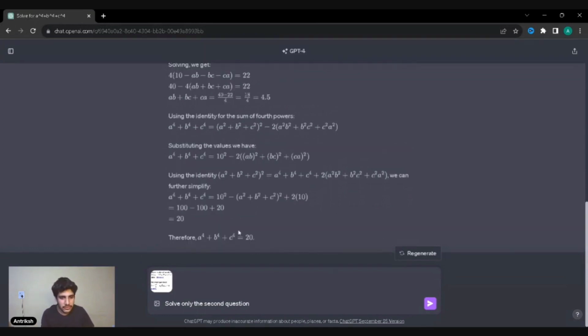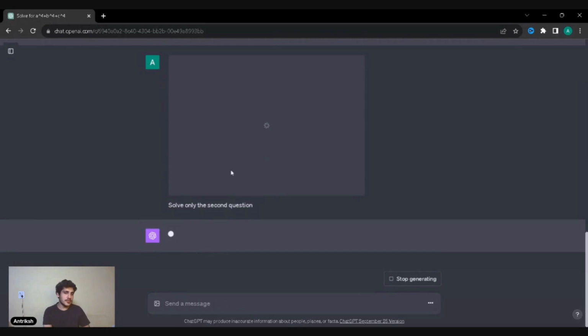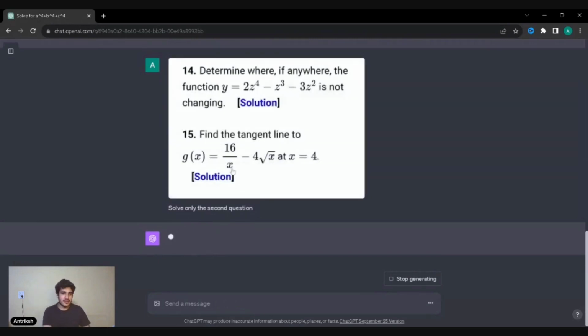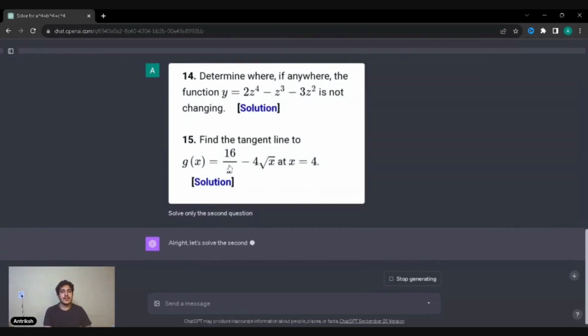Previous time I had a network issue, so it wasn't able to generate that. But yeah, so now I'm going to ask it to solve only the second question. So as I was saying, this is the second question that I was talking about. It's going to be obviously generated. This is the second question, right? All right, let's solve the second question. So let's see if it has taken the right question.